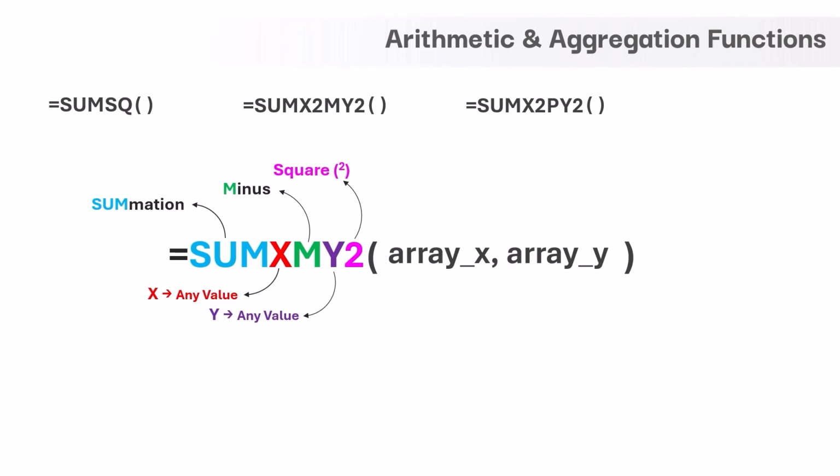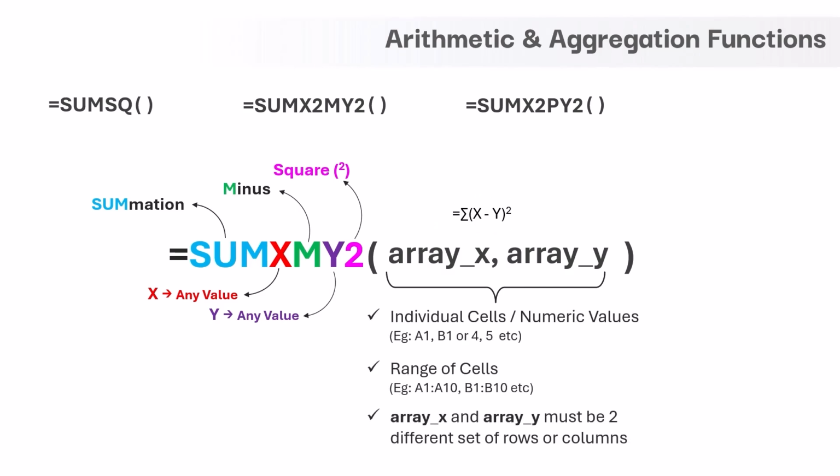So basically, this function will find the difference between each value of two input arrays, square each of those values, and then finally sum up all those values. This function also requires two input arrays and its details are the same as that of the previous function. Finally, we are done with all the basics. Let's jump back to Excel and see some examples.